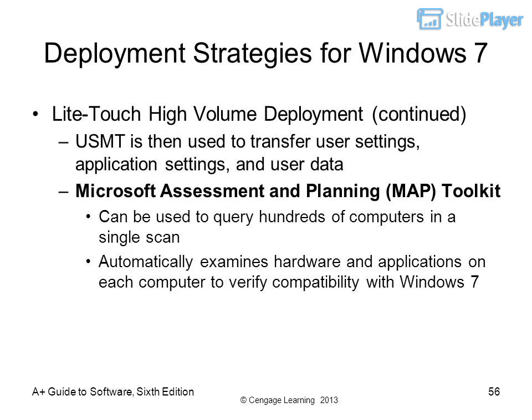Deployment strategies for Windows 7. Light touch high volume deployment, continued. USMT is then used to transfer user settings, application settings, and user data. The Microsoft Assessment and Planning, MAP, Toolkit can be used to query hundreds of computers in a single scan. It automatically examines hardware and applications on each computer to verify compatibility with Windows 7.